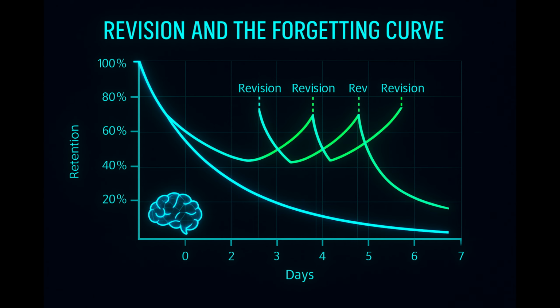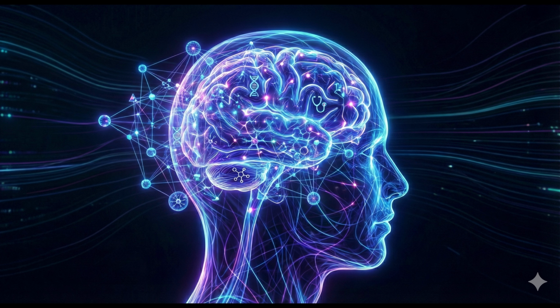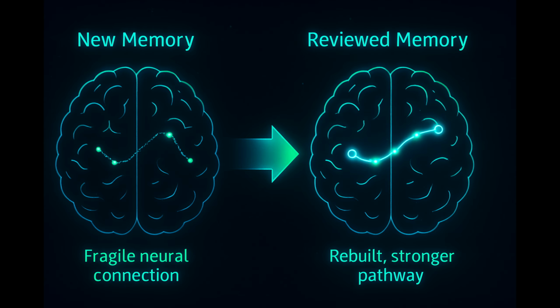Why does it work? Here's what's happening inside your brain when you do spaced repetition. When you learn something new, your brain forms a fragile neural connection. If you never revisit it, that connection weakens and fades away. But when you review it, especially after a little forgetting, you rebuild the same pathway, and this pathway will be stronger than before. Each time you review, the neural pathway strengthens the connection between neurons responsible for that particular memory. You are literally rewiring your brain to make that information last longer.